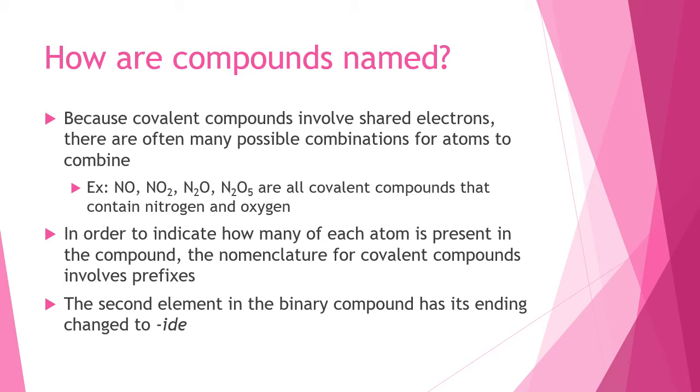And thus, the nomenclature, or rules for naming the compounds that are covalent, must involve prefixes that indicate number. We will show these prefixes on the next slide. The other thing that happens when we name this is that the second element in the binary compound will have its ending changed to "ide." For example, for CO2, the oxygen that is there becomes oxide.